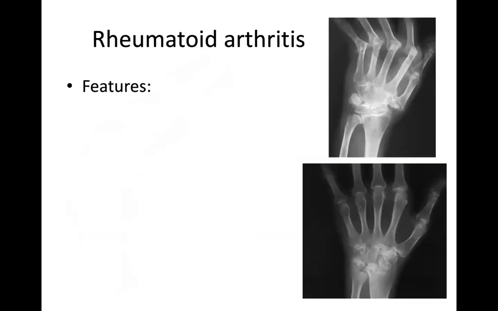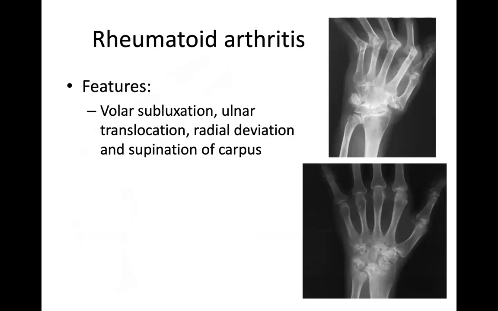So the features of rheumatoid, I mean, rheumatoid's a whole talk on its own, but the main features of the wrist that we see is, and it tends to do this in a progressive manner, where you get volar subluxation, and the carpus translocates ulnarly. So the whole carpus sort of shifts in that direction, and then as a result of that, the whole hand deviates towards the radial side, and then you get supination of the carpus, which is where the ulnar side of the carpus drops down to the volar side, and sort of supinates the hand. That's the deformity you get in the wrist.